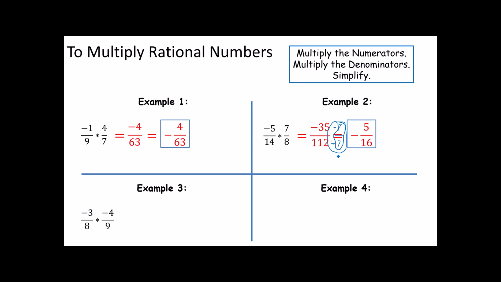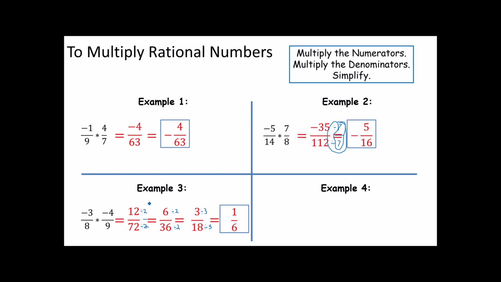Negative 3 times negative 4 gives me 12. 8 times 9 gives me 72. I'm at 12 over 72. Will this simplify? Well, yeah, I know that the numerator can be divided by 2 and the denominator can be divided by 2. I can divide by 2 over 2 because it's a 1. That gives me 6 over 36. Again, this can be divided by 2. This can be divided by 2. That gives me 3/18. And I also happen to know that both of these can be divided by 3. Your final answer here is 1/6.